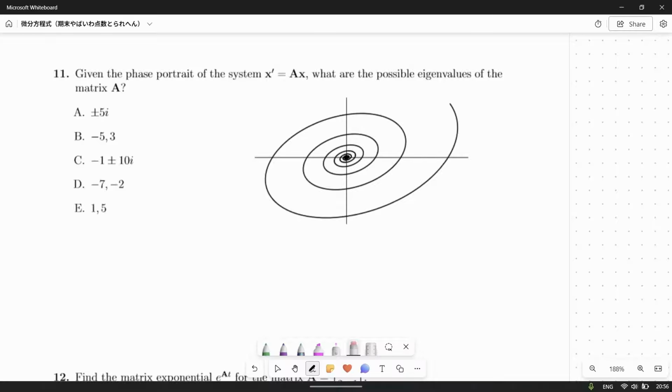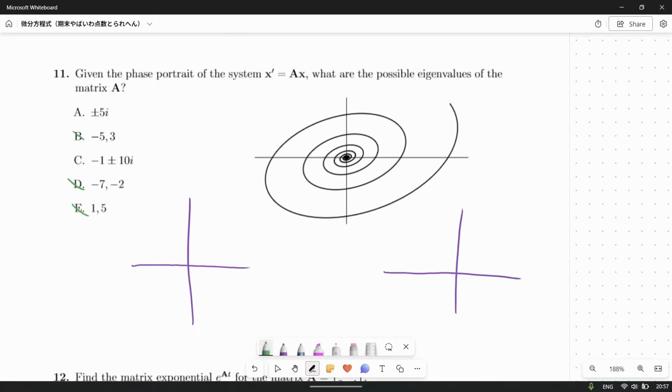And so as a result, we can automatically rule out 3 answers right away. We can get rid of B, we can get rid of D, and we can get rid of E, because those are all real eigenvalue cases. So now the next thing I'm going to do is put some graphs here. So I'm going to put a graph here, and I'm going to put a graph here.